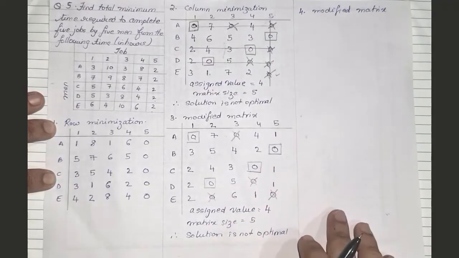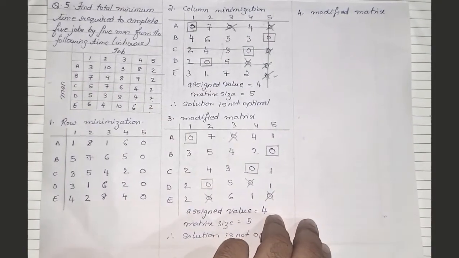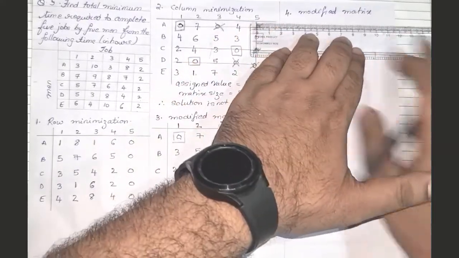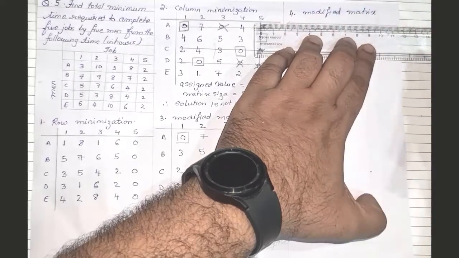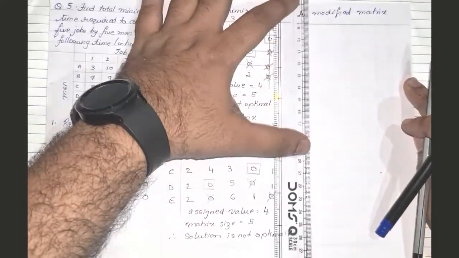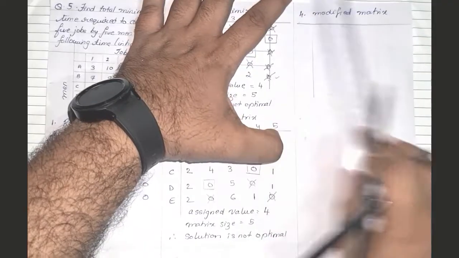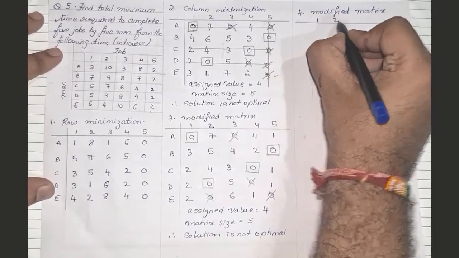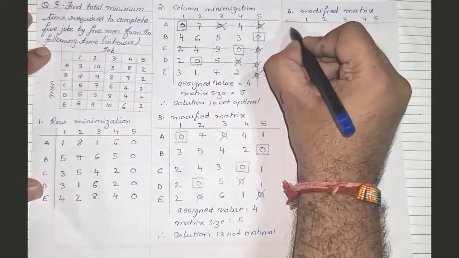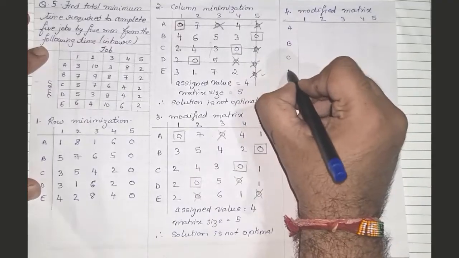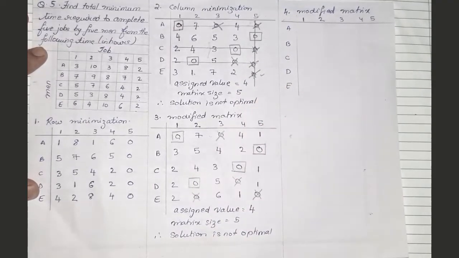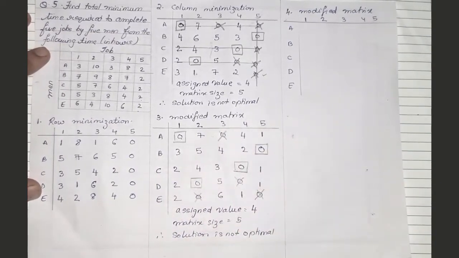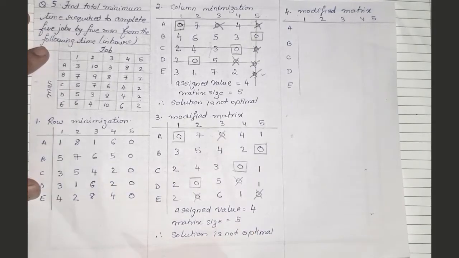So again we'll have to make another modified matrix. Again similar structure will be available, so we'll make the structure where we will have again the various number of jobs and the number of men. So in jobs we have again 1 2 3 4 and 5. In men we have A, B, C, D and E. Again the same, we'll have to start crossing those lines because we were not able to get the final optimal value. So again the rule is same.